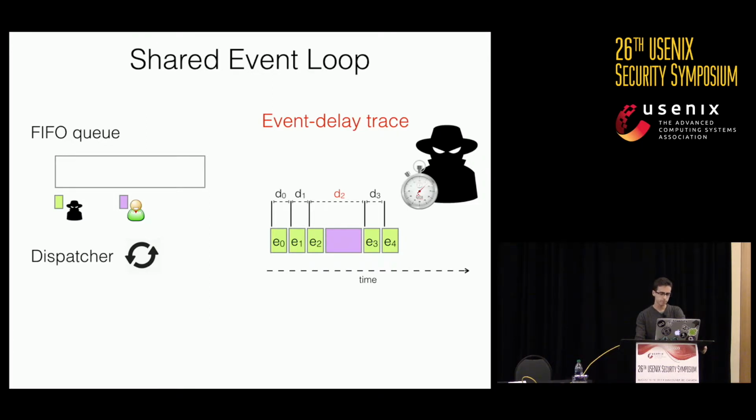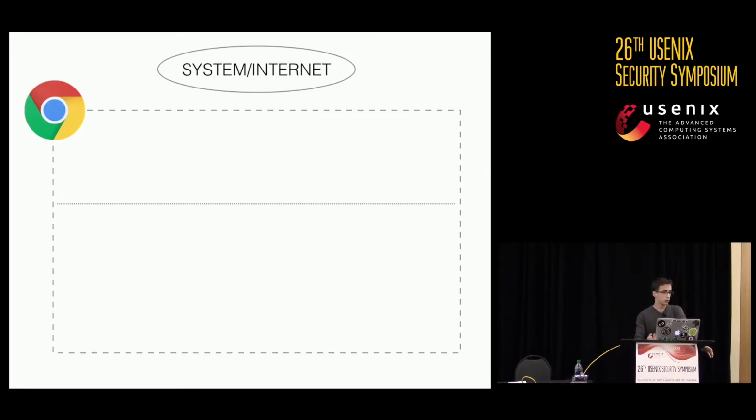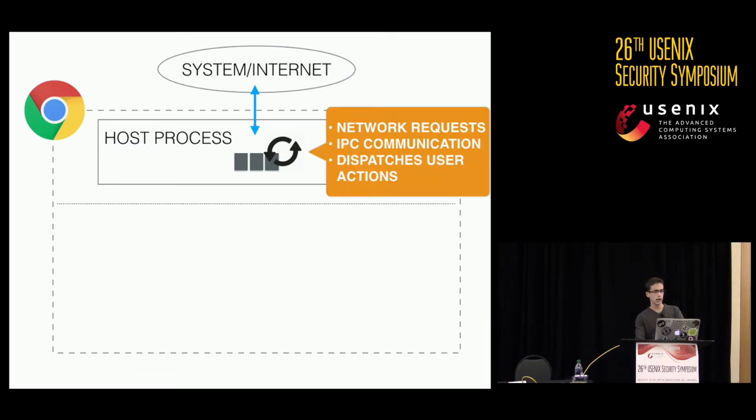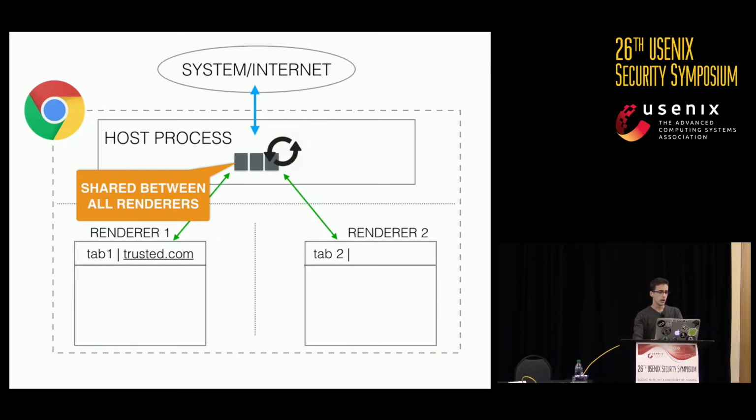To give you an idea of how this event loop story fits into the Chrome web browser, here is an overview of the Chrome architecture. Chrome is a multiprocess browser, and it has a host process with an event loop, and this host process is the only one with privilege for accessing the external world, the file system, or the internet. This event loop handles events related to network requests and inter-process communication, dispatches the user actions that enter from the operating system, and is shared between all the renderers in the web browser.